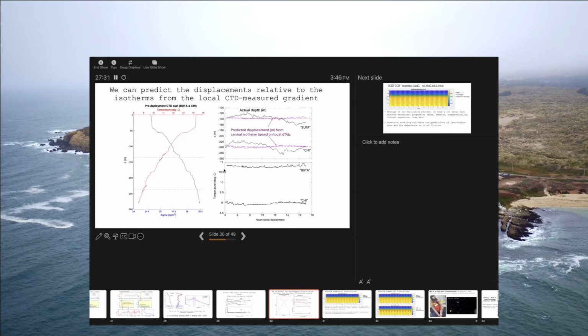And what you see here, these are two minions that were deployed at the same time. So they have the same CTD cast. One of them went 240 meters, one of them went 140 meters. And you can see that they were oscillating with what's actually an internal tide frequency, as well as lots of internal wave motions. And the actual displacement relative to the isotherms is much smaller.